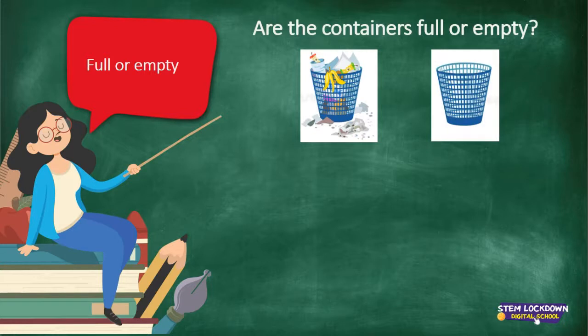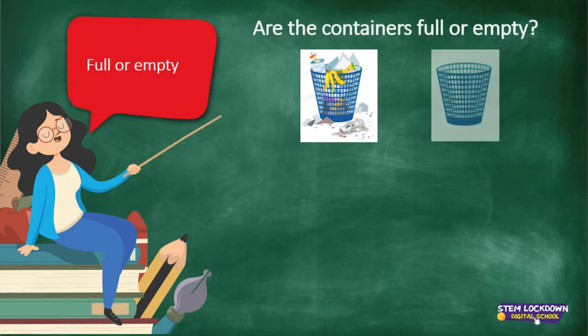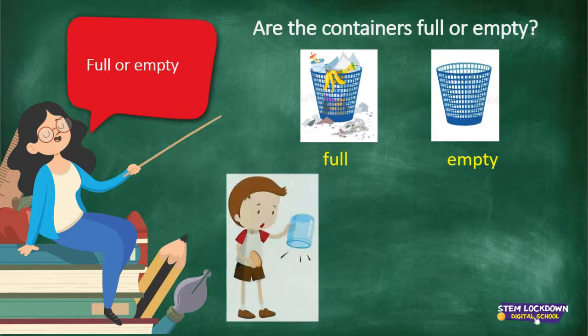And there we've got another rubbish bin. Yes. So you're going to tell me, is the first rubbish bin full or is it empty? And is the second one full or is it empty? What's the first one? Is it full or empty? Full. Yes, the first container is full. And the second container is empty. Good, it's empty. There's nothing inside. Good.